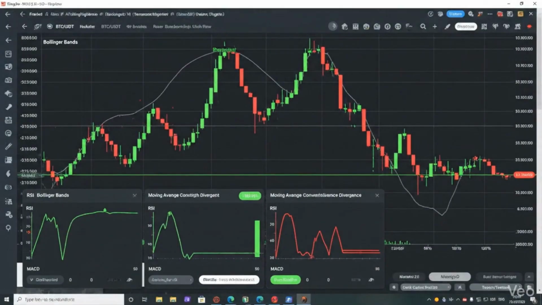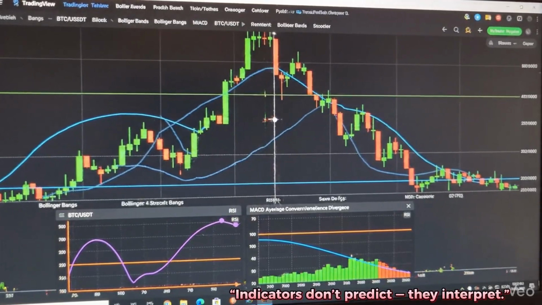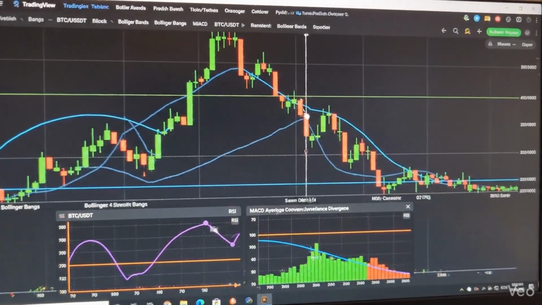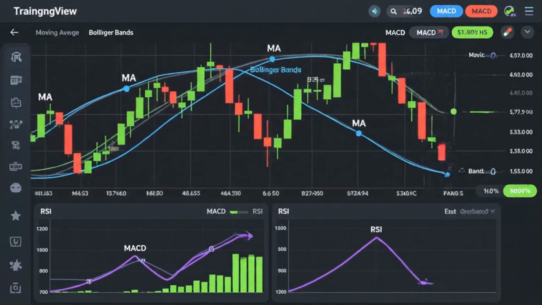But here's the mistake many beginners make. They think indicators predict the future. They don't. Indicators organize information. They don't replace thinking.